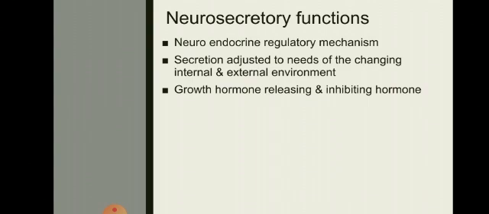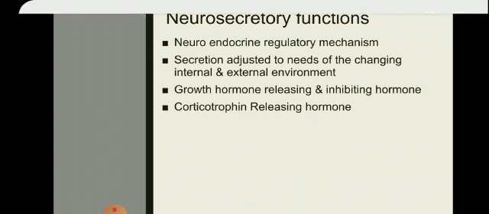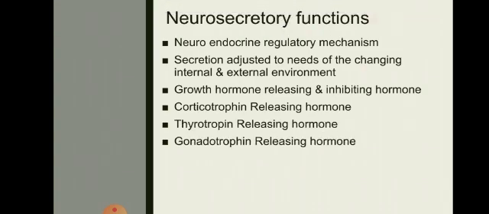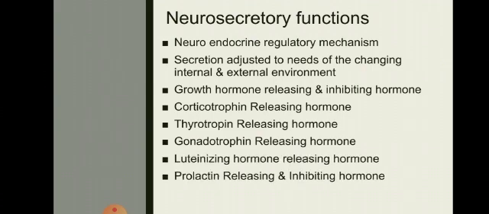Growth hormone releasing and inhibiting hormone is released, corticotropin releasing hormone, thyrotropin releasing hormone, gonadotropin releasing hormone, luteinizing hormone releasing hormone, prolactin releasing and inhibiting hormone. These are all hormones which are released by the hypothalamus, and that's exactly why the hormonal regulation or control by the hypothalamus is very, very important, because either by releasing or inhibiting the release of certain hormones, the hypothalamus controls the endocrine functions of the body.